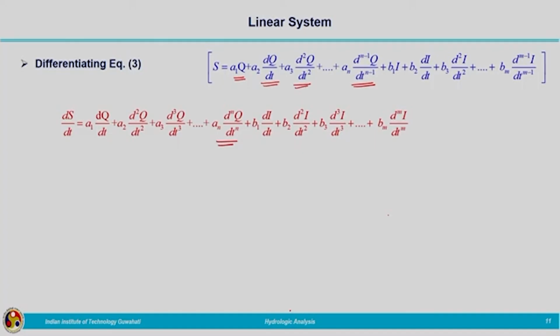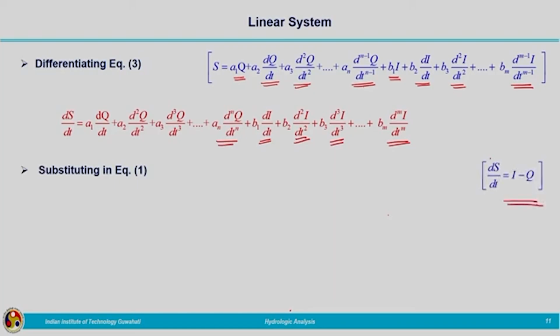Now, coming to the inflow terms: b1 di by dt, b2 d square I by dt square, b3 d cube I by dt cube, and the last term will be bm d to the power m I by dt to the power of m. So, we have differentiated with respect to time, and that equation is written over here, and we know ds by dt is equal to I minus q.